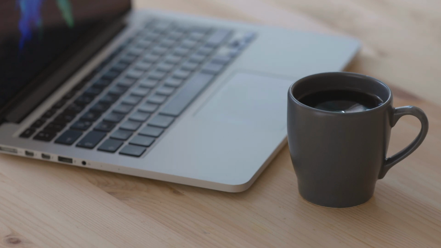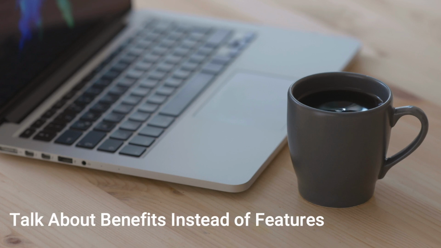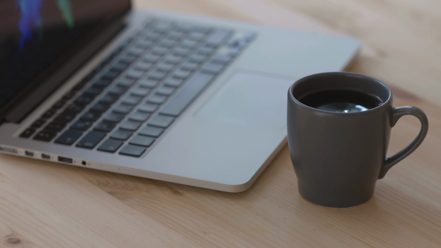Talk about benefits instead of features. You want to write compelling copy that lets the reader know what's in it for them. You can do this by talking about how your product or service will benefit them rather than merely listing all the features.